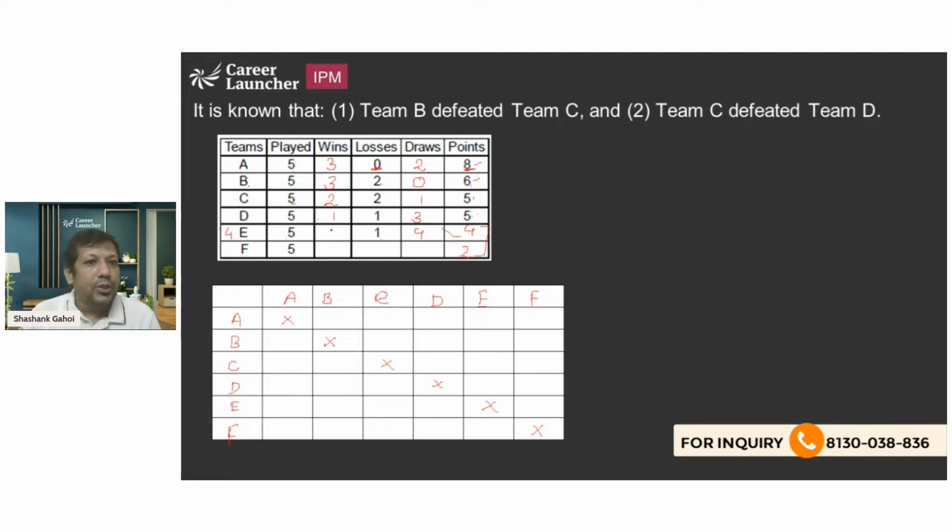ठीक है, सो E की नंबर ऑफ विंस कितनी आएंगी? 0. अब हमें इतना पता है अभी तक. इसके आगे हमें कंक्लूड करना है कि F के 2 पॉइंट कैसे आ रहे हैं. 2 पॉइंट 1 विन 0 ड्रॉ से आ सकते हैं, 0 विन 2 ड्रॉ से आ सकते हैं. सो फॉर F आई गॉट 2 पॉसिबिलिटीज. ठीक है, अब स्टार्ट करते हैं.